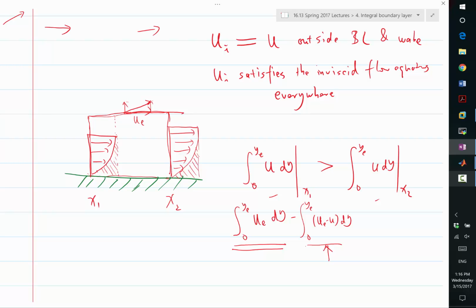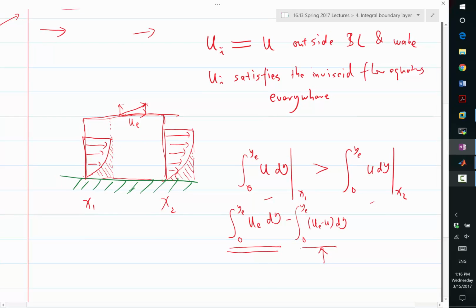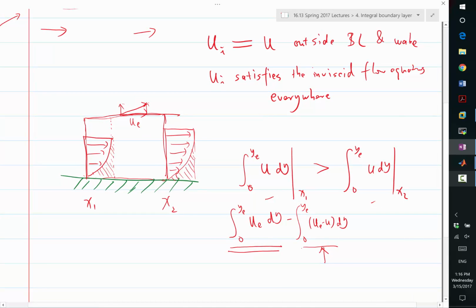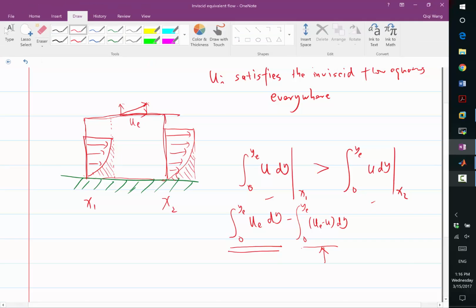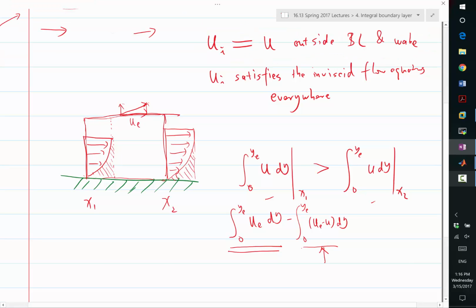Now consider what is the UI, the inviscid equivalent flow. UI has to be equal to UE outside the boundary layer. So at this point, at the top of the control volume, my UI should be exactly the same. It should also go parallel towards the up, right? X component should be UE, Y component should be positive.